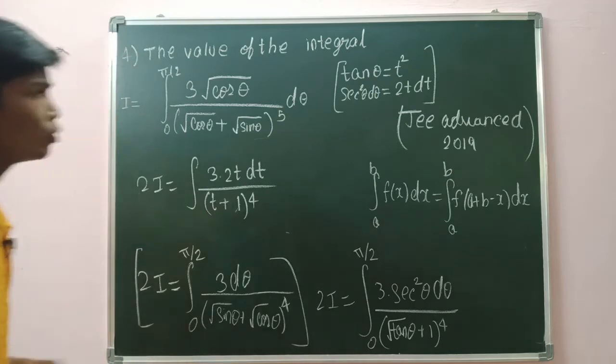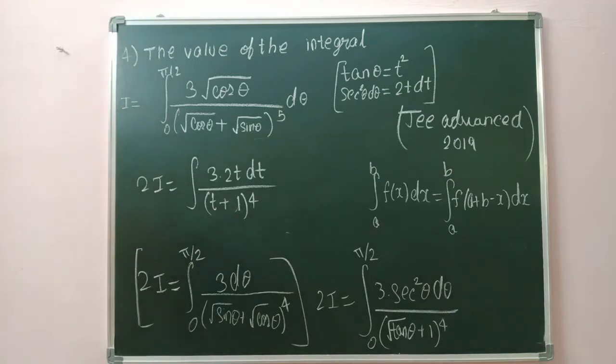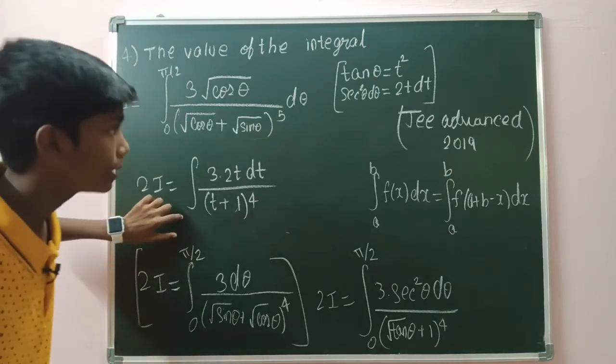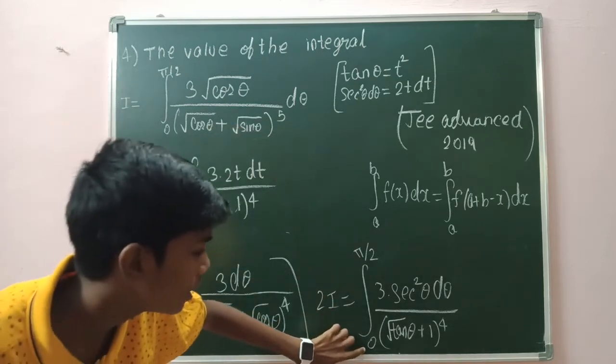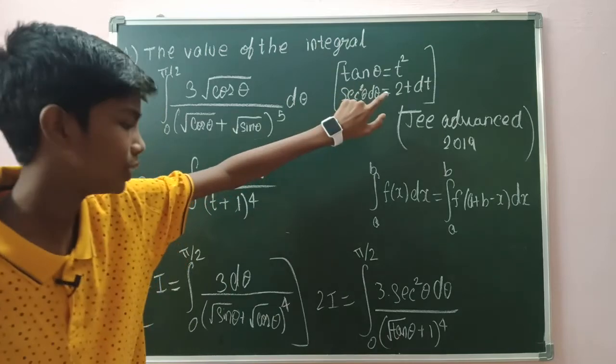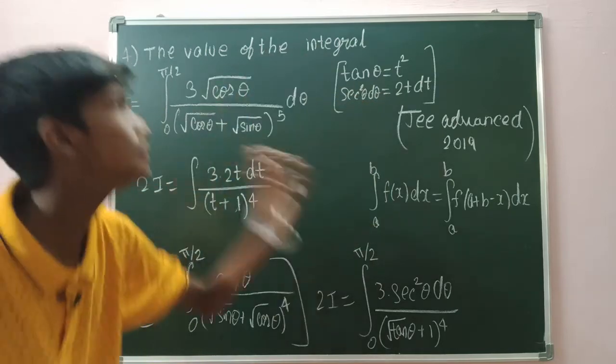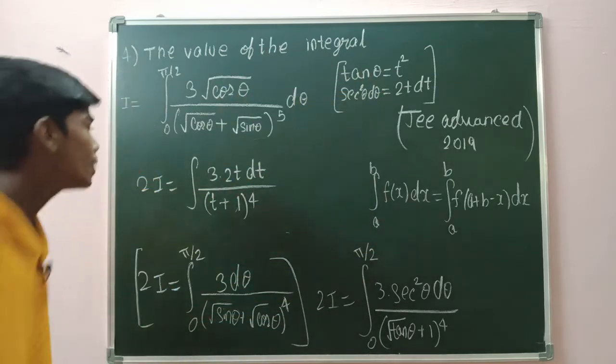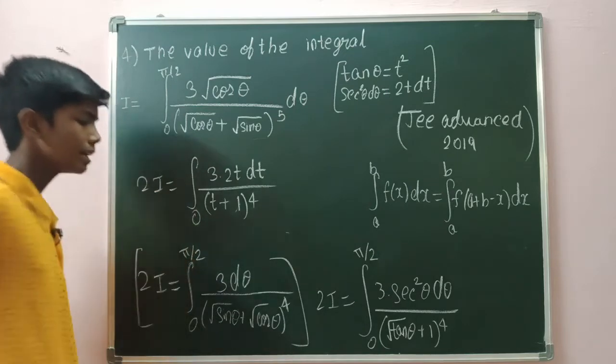So how you will do is, when you consider the lower limit, put your theta as 0. When the lower limit is 0, put theta as 0, therefore you will get tan of 0. Tan of 0 will be 0 only. So the t value will be root of 0, that is 0 only.